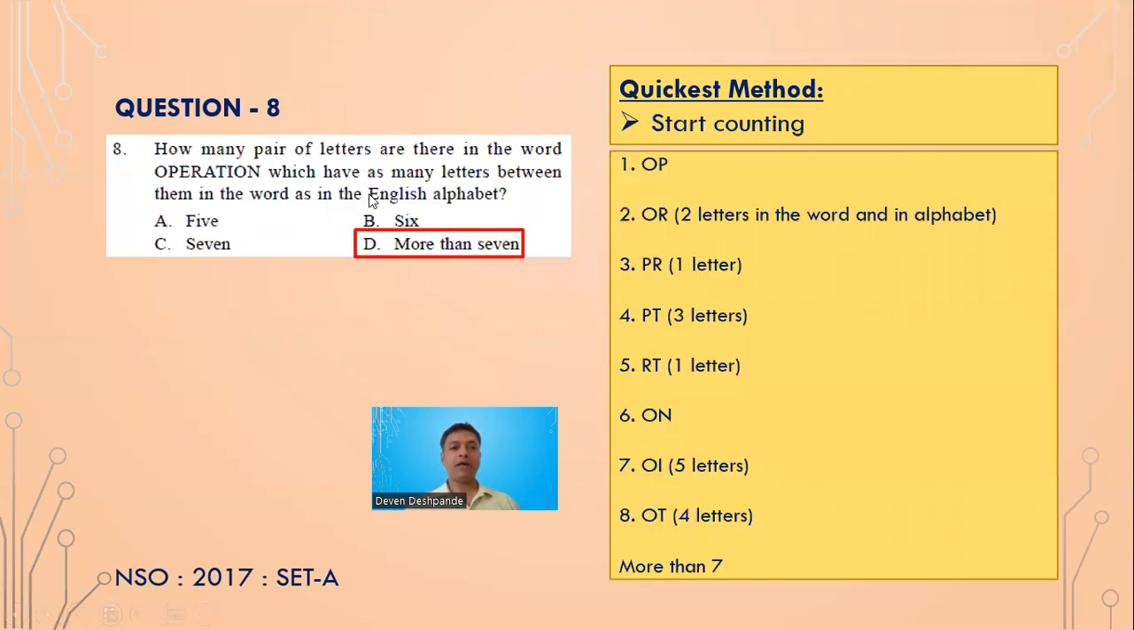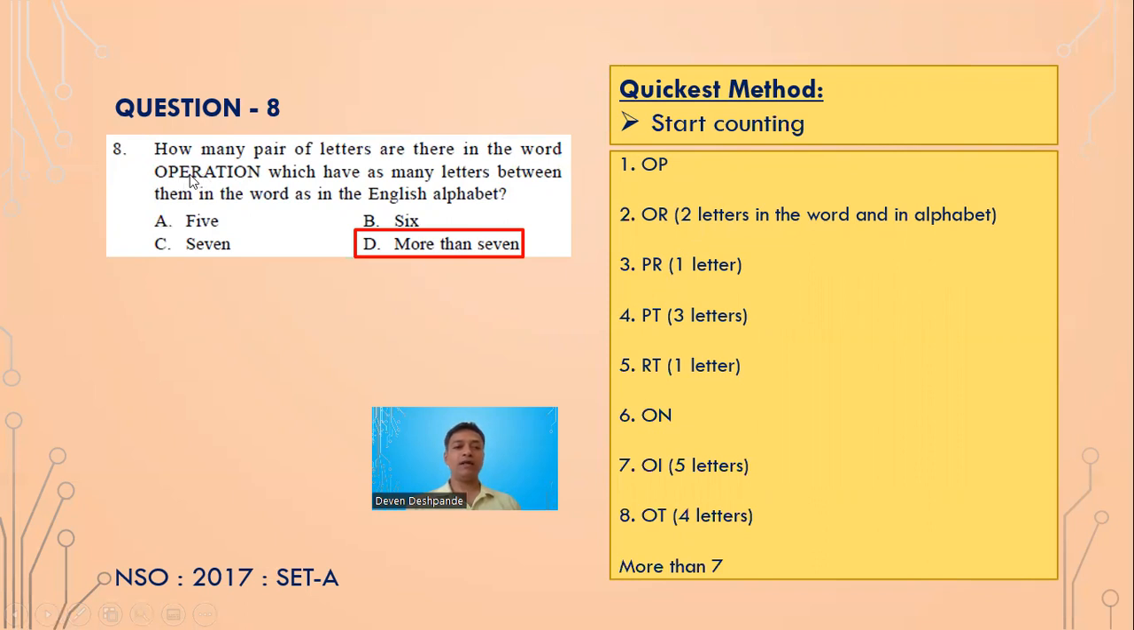Okay, how many pairs of letters are there in the word operation which have as many letters between them in the word as in the English alphabet? So the first pair is OP, MNOP. Here in OP there are 0 letters between them, and also in the English alphabet there are 0 letters between O and P. Then OR: in OR there are 2 letters between, and in the English alphabet LMNO PQR. Then PR: again 2 letters in the English alphabet and 2 letters here in the word. So PR is PQR.